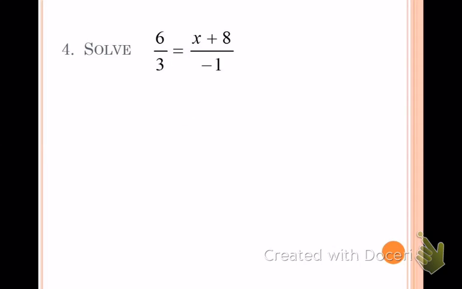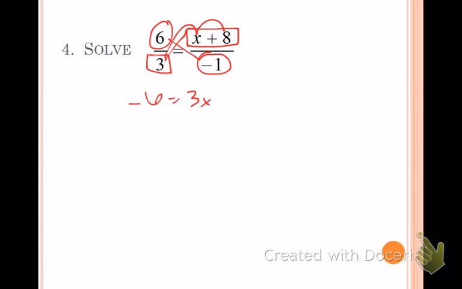Okay? Now, proportions can get a little bit more complicated. We can have more than one term in either numerator or denominator of our ratios, or both, or whatever. So what we have to understand is, when we're cross-multiplying, we're taking all of this numerator times all of this denominator. So 6 times negative 1 is negative 6. And then we're taking all of this denominator times all of this numerator. In other words, we got to distribute that 3. 3 times x is 3x. 3 times 8 is 24.